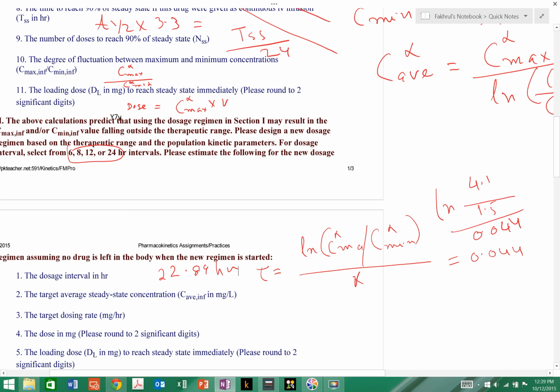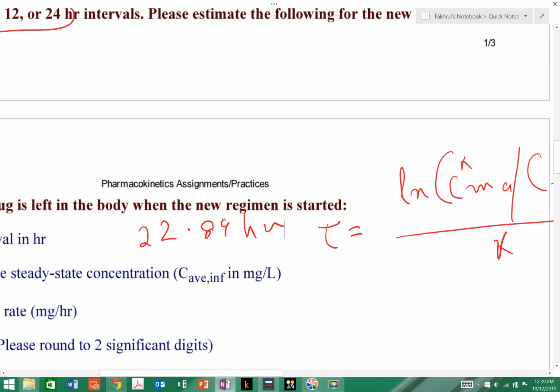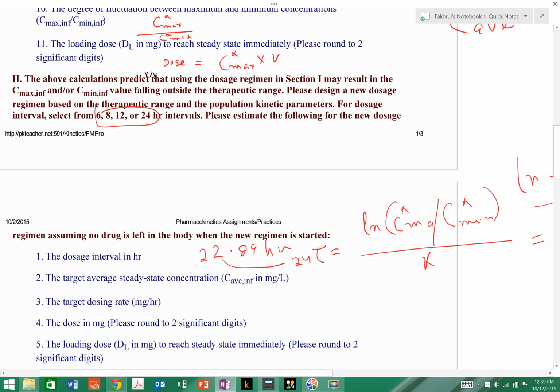As I have mentioned to you, we cannot use 24, because if you administer the drug every 24 hours, the Cmin may go down below the therapeutic level. So for this reason we have to go to the nearest dosing interval. Our nearest dosing interval is what? 12 hours. So this is your dosing interval.